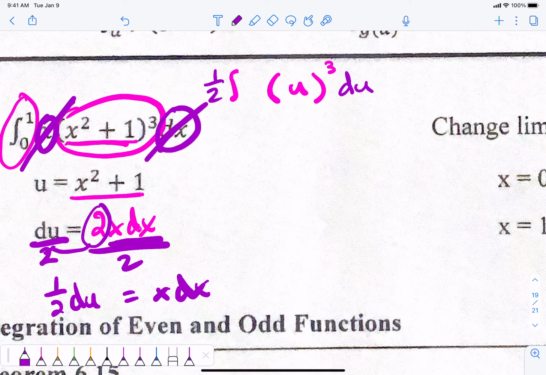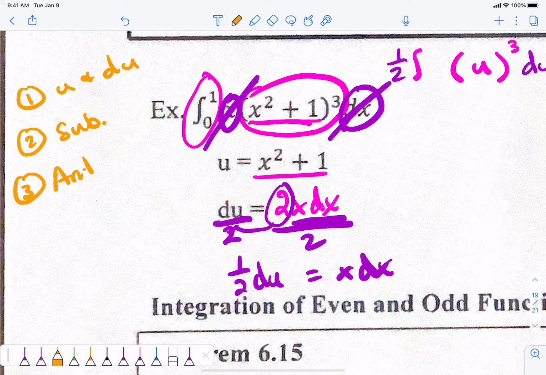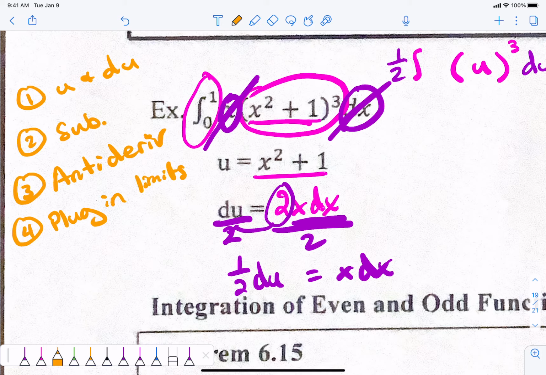Why can't we put it in? Why the du? I mean, you can, but just leave him out front. It makes it easier. Now, we haven't found the antiderivative yet. We still have to do that part. So, step 1 was u and du. Step number 2 was substitute. Step number 3 is find the antiderivative. Step number 4 is plug in limits. We're going to get to that point, but we need to find the antiderivative first. So those are my 4 steps if you need a guideline here.